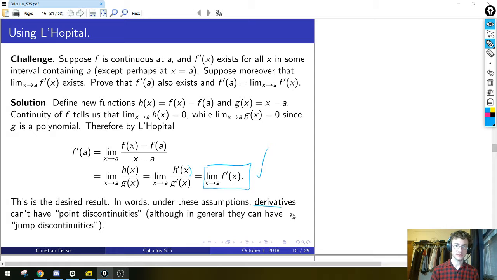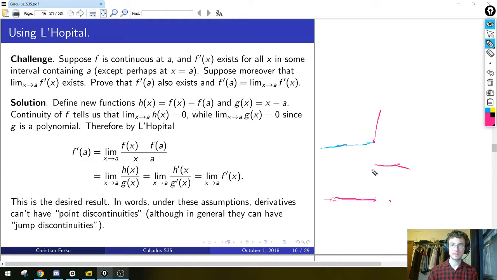Good. So the punchline is that derivatives, under these assumptions, if they exist on an interval, cannot have point discontinuities. They can have jump discontinuities. Obviously, you can have a function that has a very small slope, and then a kink and jumps to having a very steep slope. That's fine. So f prime would look like a small positive number over here, and then a big positive number. So the derivative can have a jump. It can't have a point discontinuity under these assumptions.